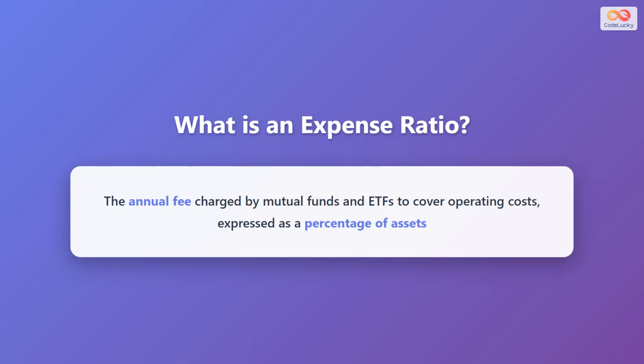An expense ratio is the annual fee that mutual funds and ETFs charge to cover their operating costs. It's expressed as a percentage of your total investment in the fund. For example, if you invest $10,000 in a fund with a 0.5% expense ratio, you'll pay $50 per year in fees. These fees are automatically deducted from the fund's returns, so you never see them as a separate charge on your statement. This is why they're often called hidden costs.